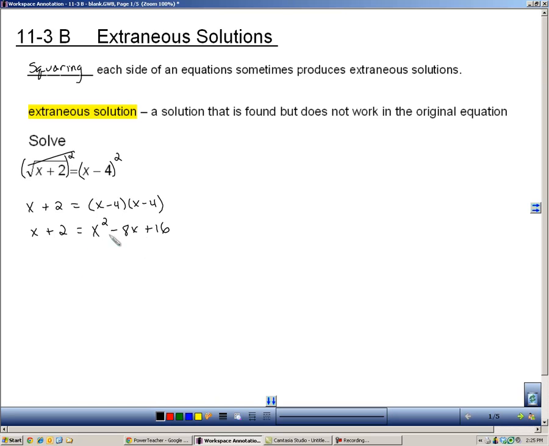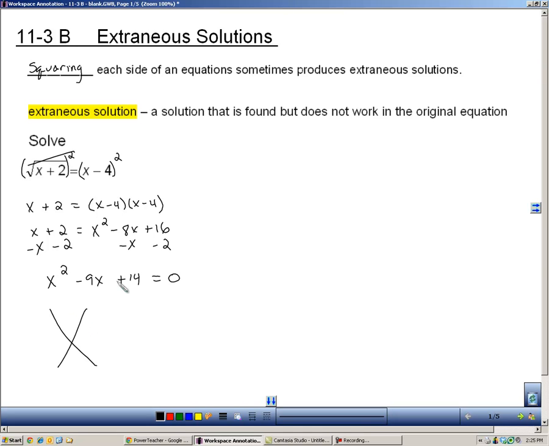Now since we have a polynomial with an equal sign, a polynomial equation, we've got to go back to Chapter 9 and solve that with the zero product property. So I'm going to subtract x from both sides and subtract 2. So we'll end up with x squared minus 9x plus 14, and that all equals 0. If you remember the zero product property, we now have to solve this.